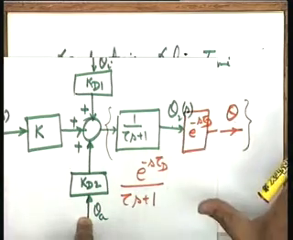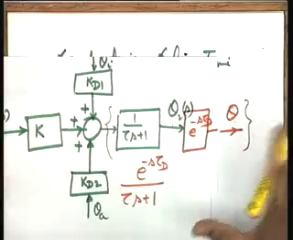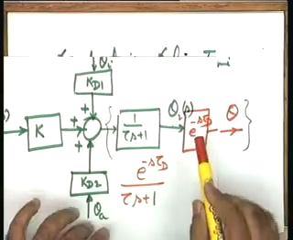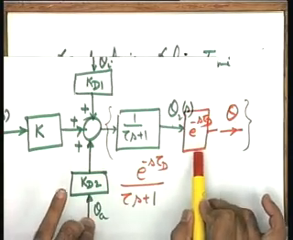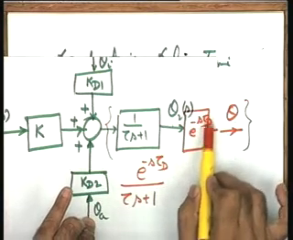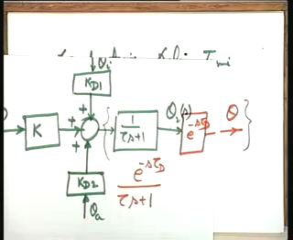Okay. We will come to these problems, but in the modeling exercise, whenever there is a transportation lag, I would like to model that situation by a block of this form, e to the power of minus s tau d, where tau d is the dead time.